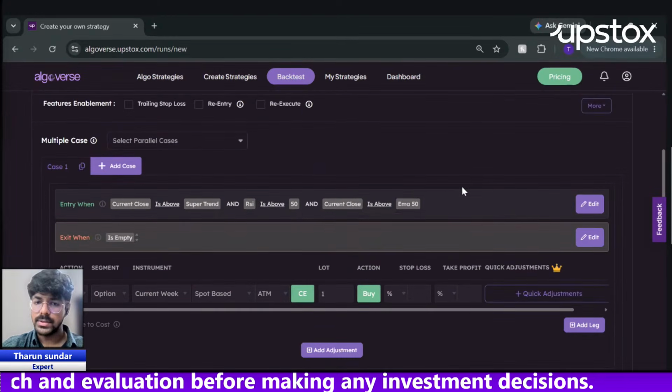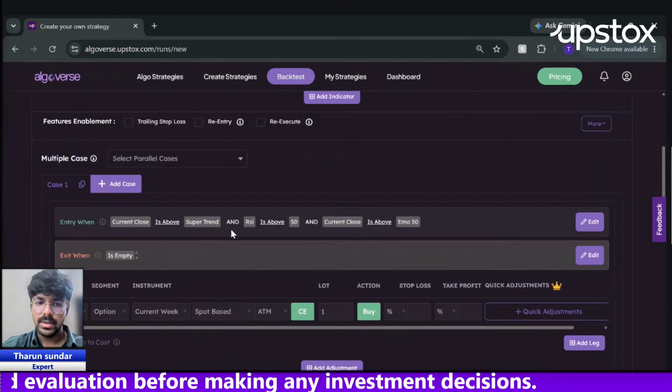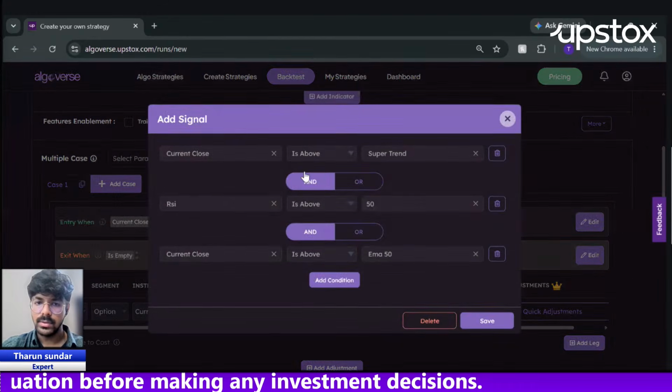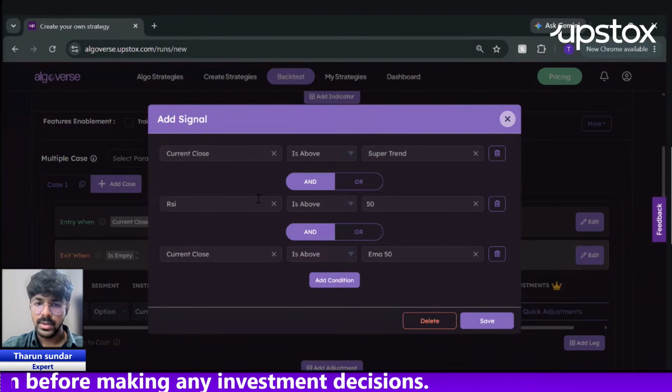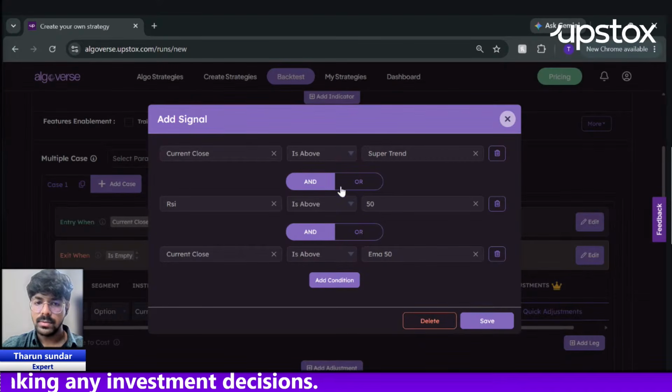So this is my entry condition. And as you can see, I have "and" conditions in between all. That is, current close above Super Trend and RSI above 50 and current close above EMA 50. So in one particular 5 minute candle close, all of these values should have been met simultaneously.